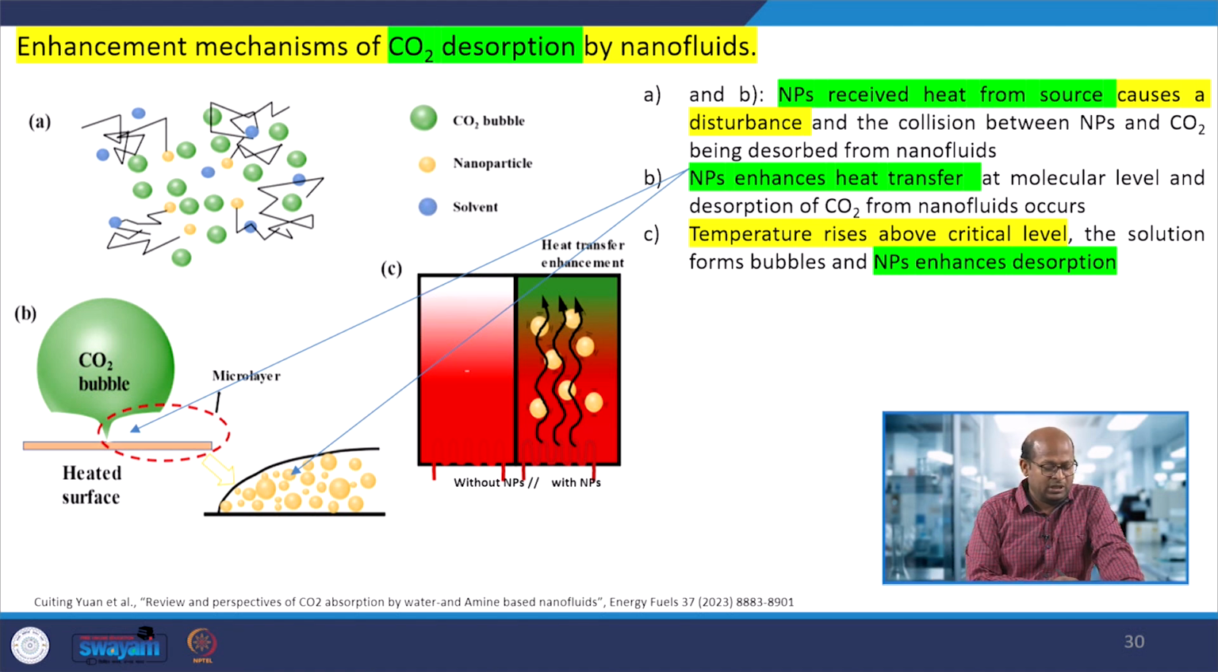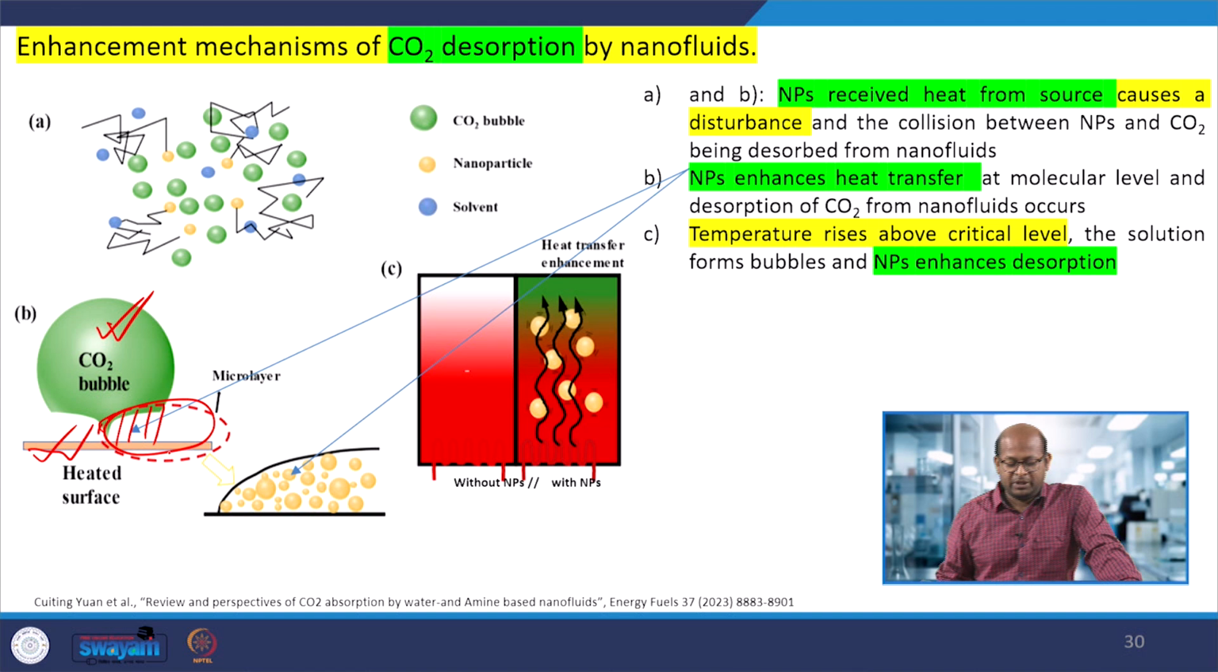So, how do nanoparticles work when we use them in a base fluid to prepare a nanofluid, and that nanofluid is used for CO2 adsorption and desorption? Here in the nanofluid, there are CO2 bubbles and this is a hot surface. You can see here, if we place nanoparticles, they enhance the heat transfer. So, heat is transferred into the bubbles, and that helps desorption of CO2.